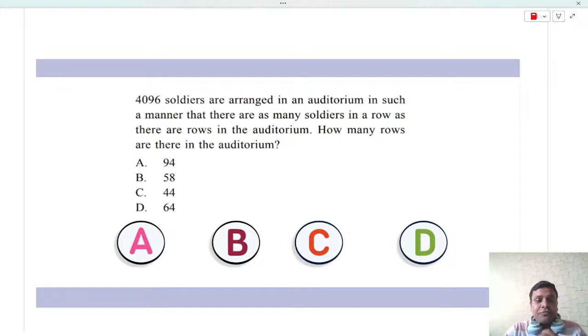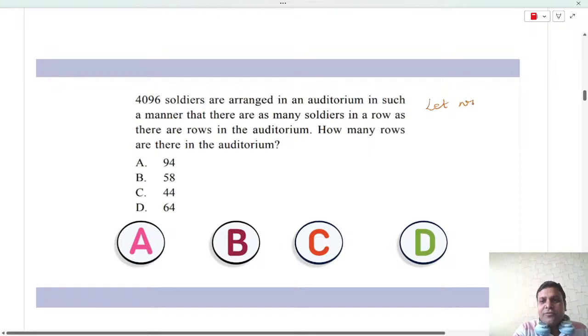Okay, so you have to find how many rows and how many columns are there in the arrangement. In the question, the number of rows and the number of columns are equal. I'll give you the hint. Let the number of rows be x. So how many columns are there? Again the same, because the number of columns and the number of rows are the same.